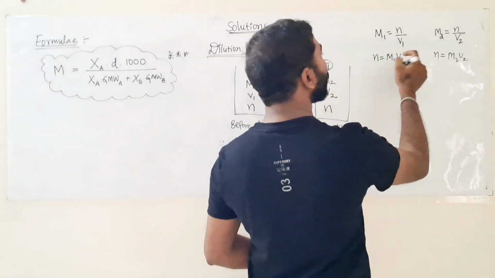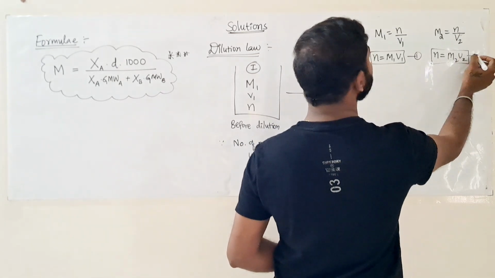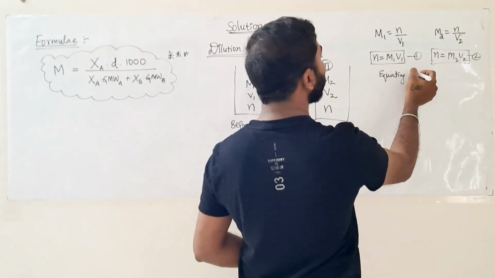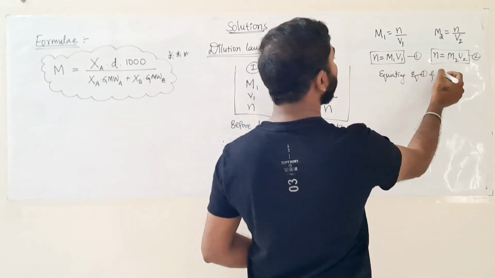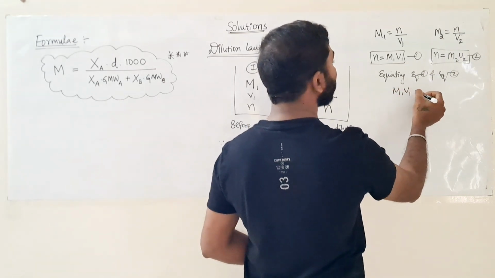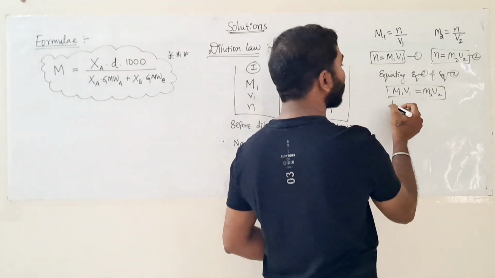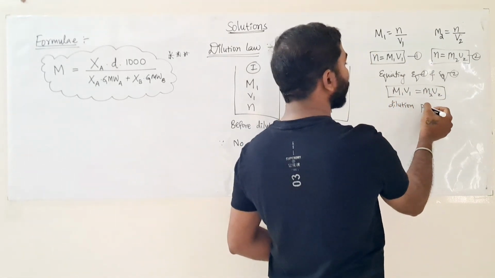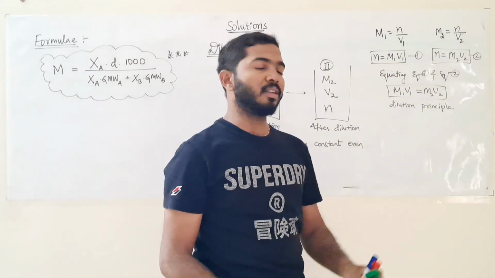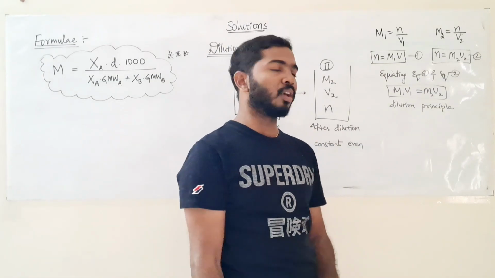Since both of them represent the number of moles, let us consider these as equation 1 and equation 2. Now we can equate equation 1 and equation 2. So what we get is M1 V1 is equal to M2 V2. And this is called the dilution principle, in terms of molarity. So we are going to use this formula also, and we will try to solve some questions.